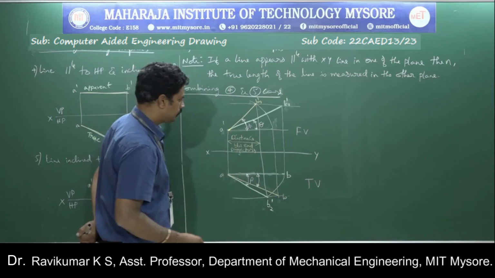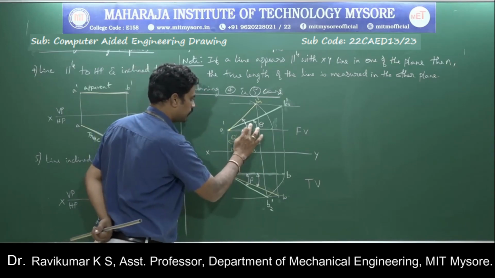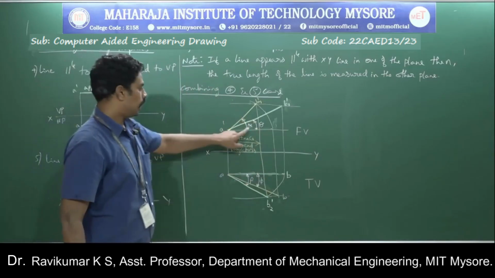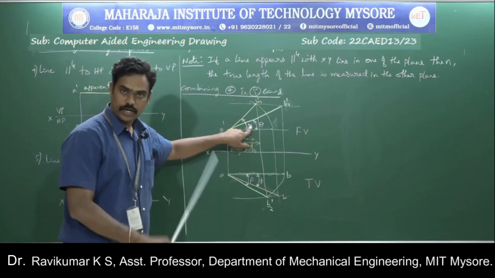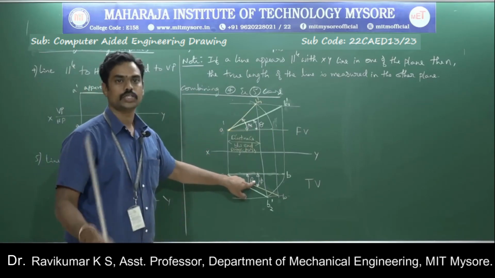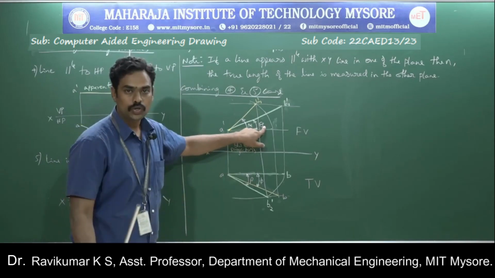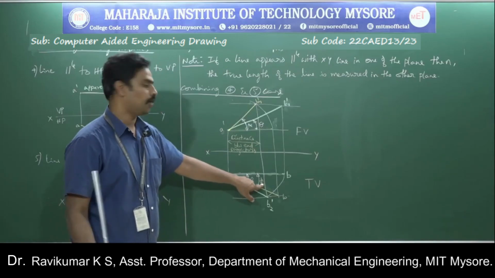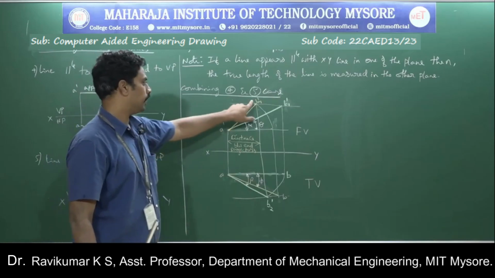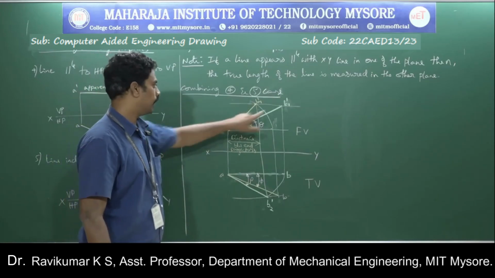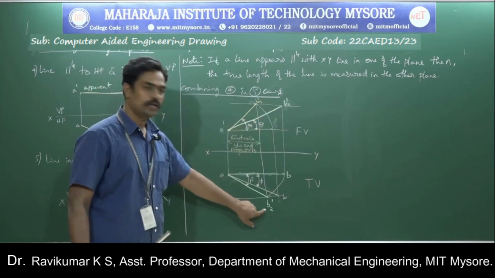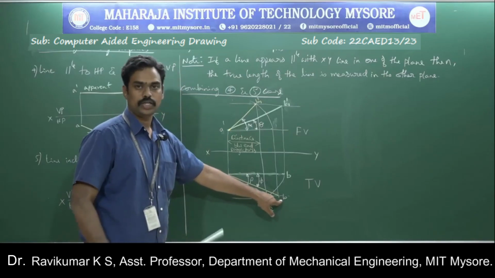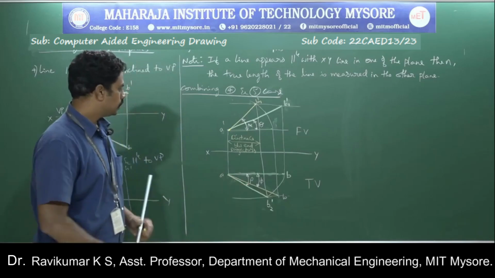The inclination here, sorry, this is not called phi, this is called alpha. This inclination is called phi. So alpha is the apparent inclination in the front view, beta is the apparent inclination in the top view, theta is the true inclination in the front view, phi is the true inclination in the top view. Similarly, A dash B1 dash is the apparent length in the front view, A dash B dash is the true length in the front view, A B2 dash is the apparent length in the top view, and A B is the true length in the top view. So this is the case.